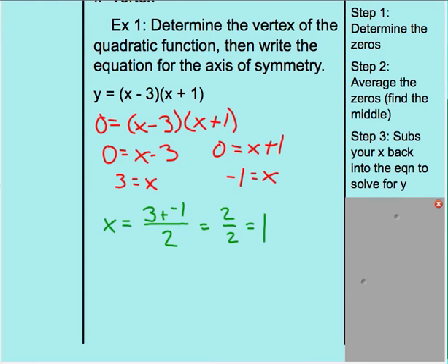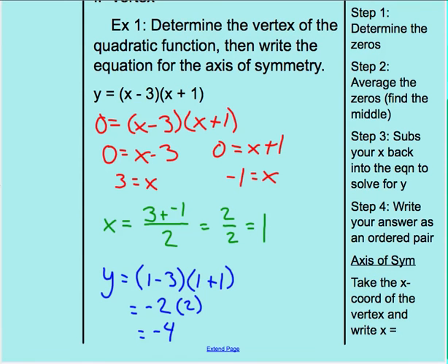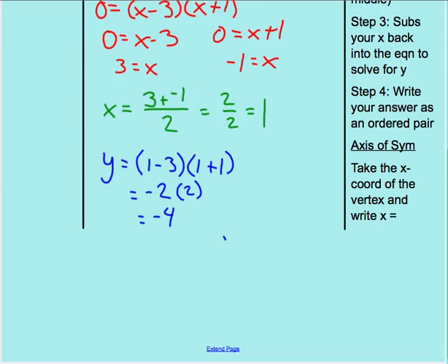To get the y-coordinate, we take that value and substitute it back into the original function. So we've got y equals, substituting 1 for x, both places where we see the x, and then we're going to solve for y. So we've got 1 minus 3 is negative 2. 1 plus 1 is 2. So when we multiply those together, we get a y value of negative 4. Once we have those, we're going to write our vertex as an ordered pair. So the x-coordinate we got in green, the y-coordinate we got in blue, that is our vertex.